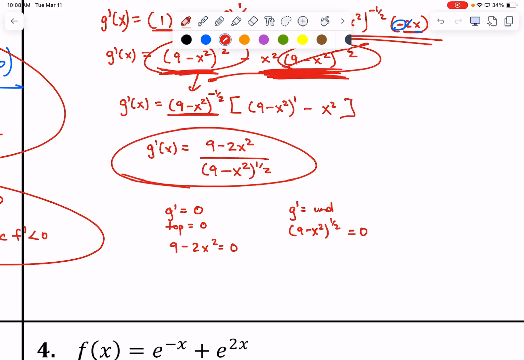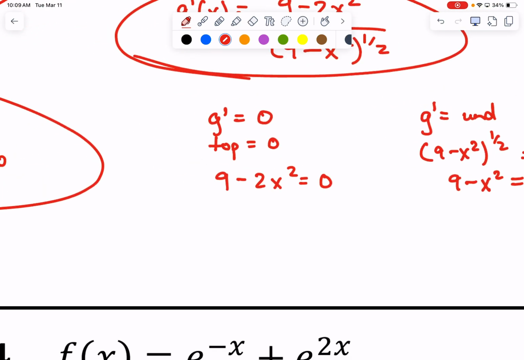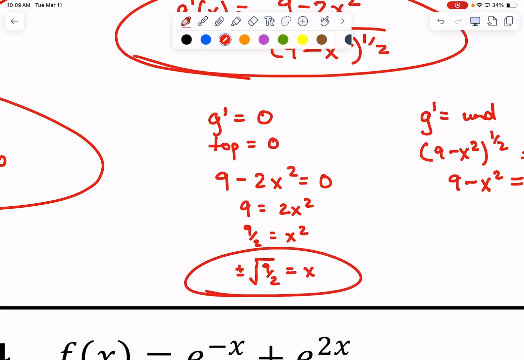But do you really need the 1/2 power? No. You can just square both sides and get rid of that. So I'm going to drop the 1/2 power. Okay, so I'm going to solve both of these. So let's solve this one over here first. The 9 minus 2x squared. So I can have 9 equals 2x squared. So we're going to have 9 halves is equal to x squared. So we're going to have plus or minus root 9 halves. That's not multiplicity 2. That's two different answers. That's root 9 halves, and that's negative root 9 halves. That's two different answers.